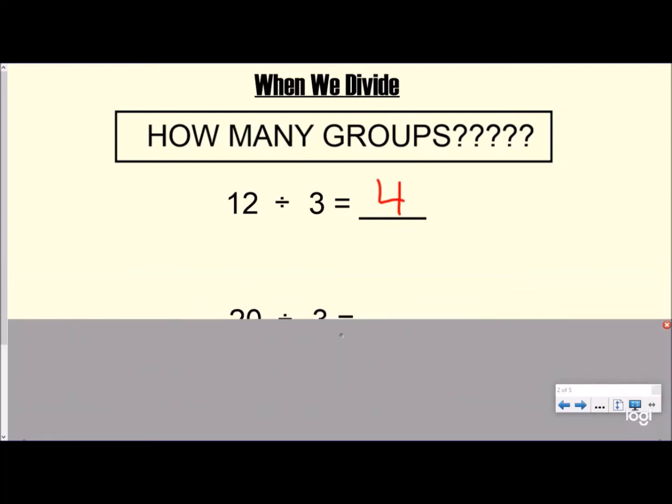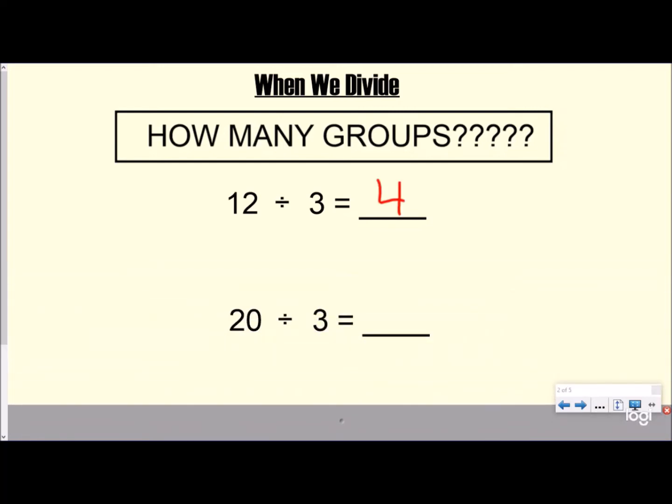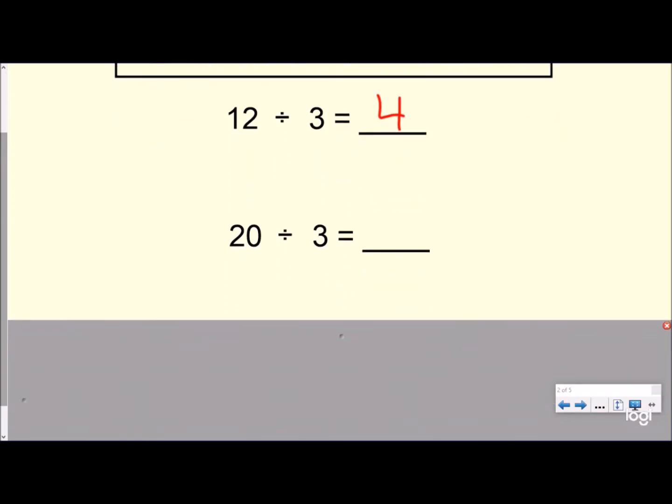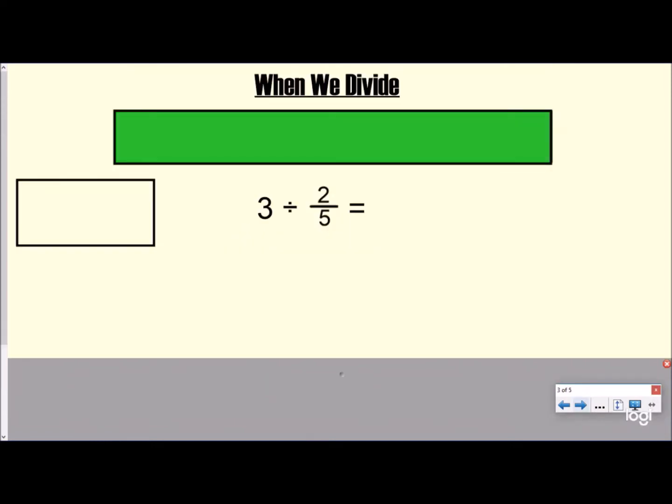But the same also applies even if there is a remainder. So how many groups of 3 fit into 20? Obviously we know the answer is 6 groups, and then there's going to be a leftover, so 6 groups with a remainder of 2. So when we think about division in these terms, how many groups, it makes dividing fractions a little bit easier. When we divide fractions, we can ask ourselves the same question.